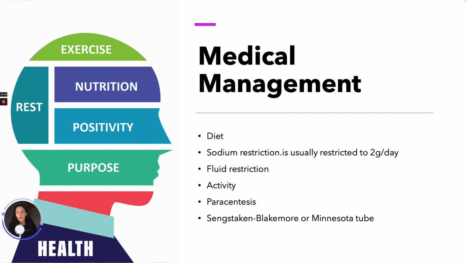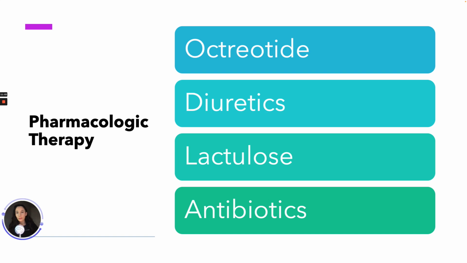We may use paracentesis, which can help to alleviate ascites. And we may use a Sengstaken-Blakemore or Minnesota tube, and these help to control hemorrhaging by applying pressure to the bleeding site.